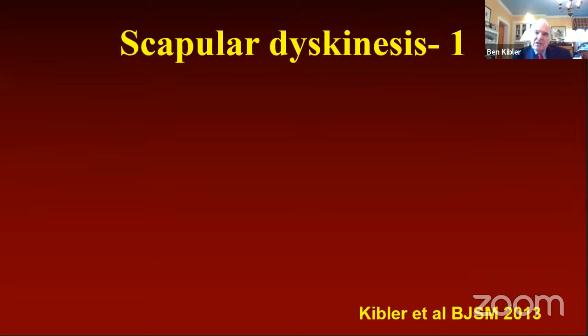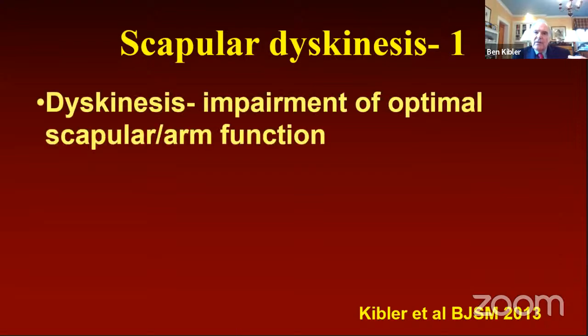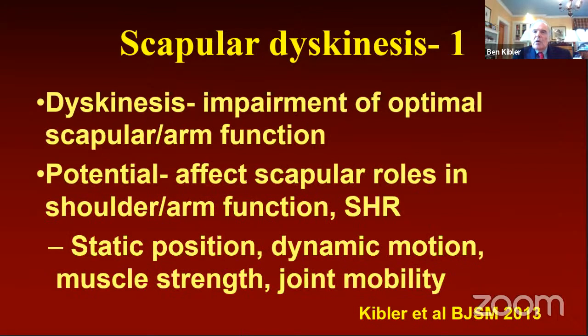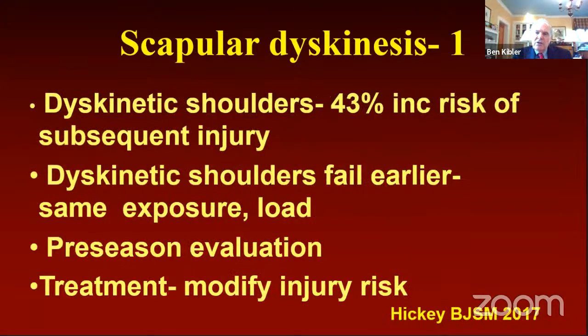Now, scapular dyskinesis affects shoulder function in four ways. The first is that it's an impairment. It has the potential to affect the scapular roles in scapulohumeral rhythm if you do this often enough. If you don't use your arm overhead, then dyskinesis is not going to be much of a problem. Dyskinetic shoulders before injury carry a 43% increased risk of subsequent injury if you have scapular dyskinesis in a pre-season physical exam. So you modify the injury risk by treating the scapula.